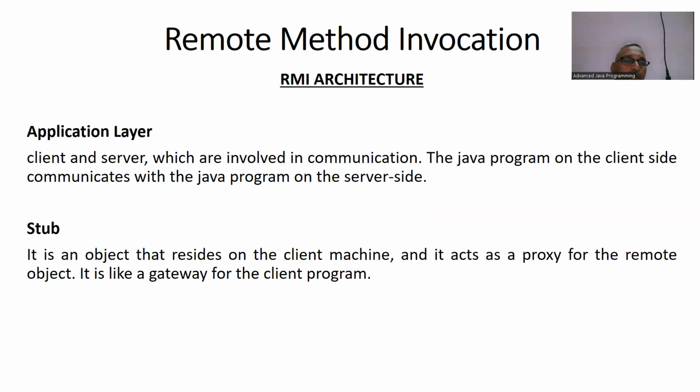Next step. We have the client object from the design introduction. In RMI architecture, it is known as a stub. It is an object that resides on the client machine, and it acts as a proxy for the remote object. It is like a gateway for the client program. The stub has the same methods as the remote object. When the client calls a method on the stub object, the stub forwards this request to the remote object, that is the skeleton, via RMI infrastructure, which is then executed on the server. Stub performs some events.